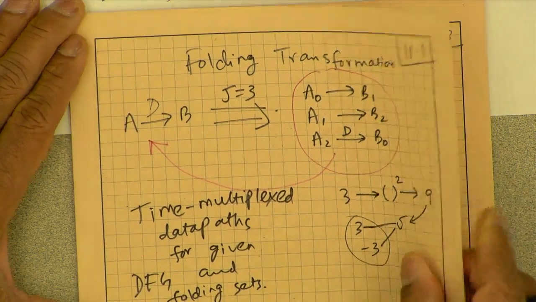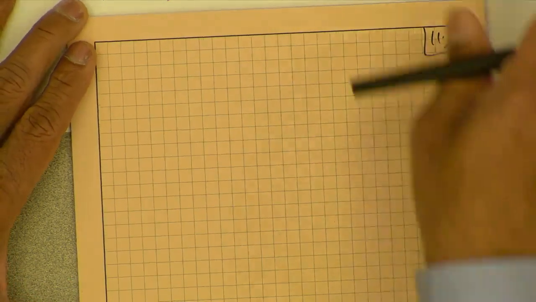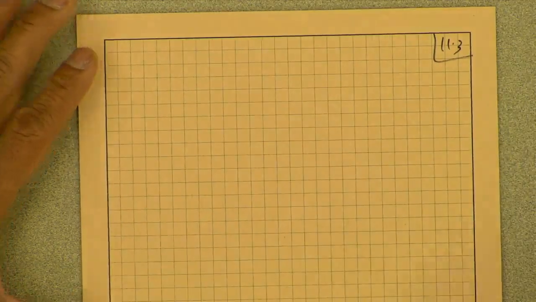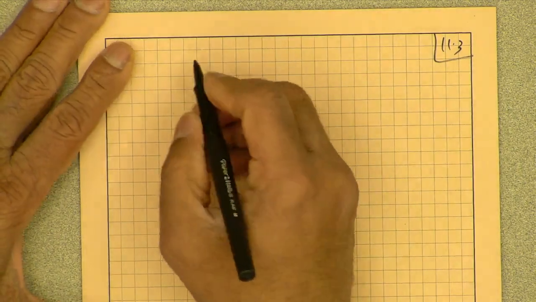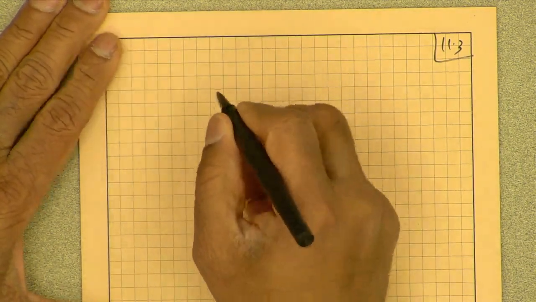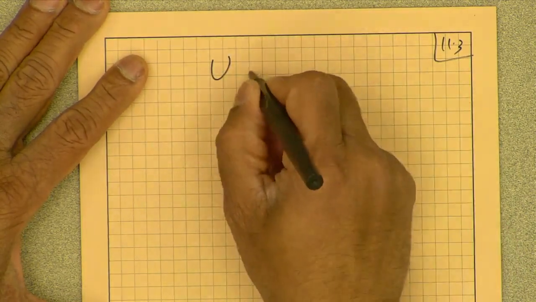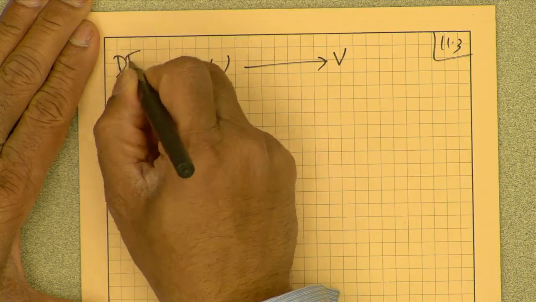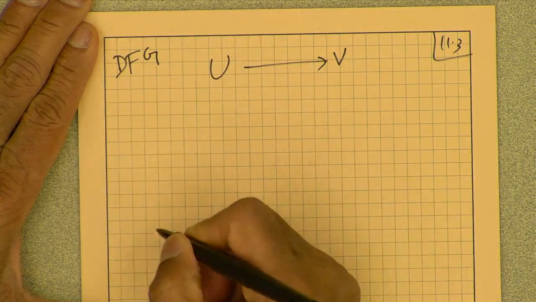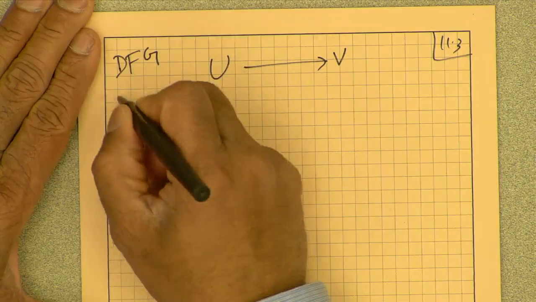Okay, so just like the unfolding algorithm, how do we derive a formal folding algorithm? Let's say that I have an edge. This is the data flow graph, which we can think of as the algorithm data flow graph.